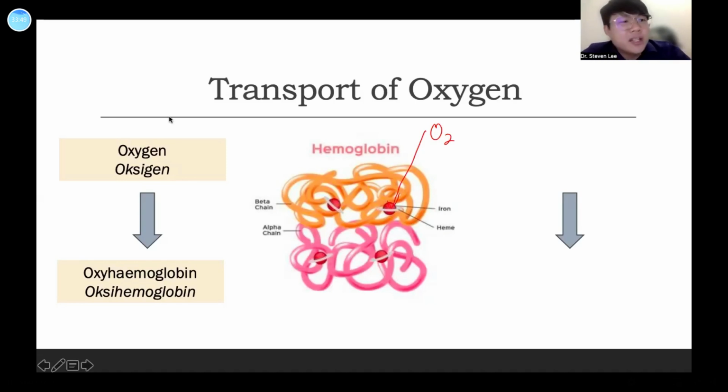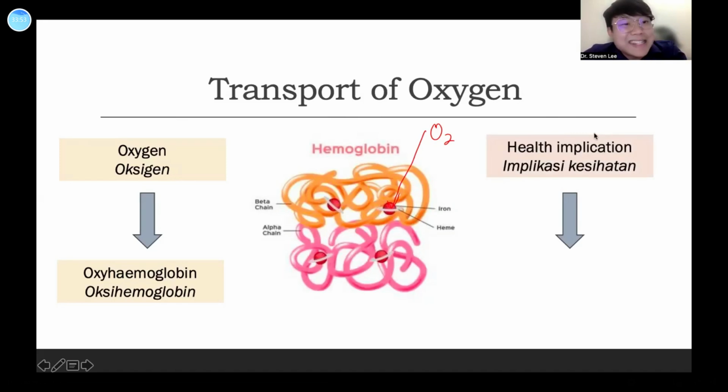So what kind of question they would like to ask you in this case is they might ask you questions on health implications. What do we call the disease if we have low hemoglobin? Apakah penyakit apabila hemoglobin jadi rendah? What's the name of the disease? It's called anemia. Okay, anemia.